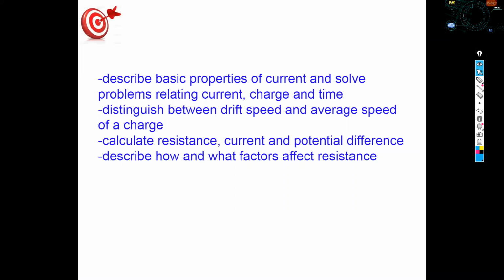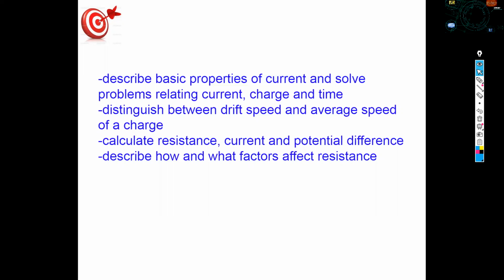Our learning targets for this section: I'm not going to go through every slide because some of it's review of the last lesson, just written out a little more in detail. You have a hard copy of these slides. It's just a different approach if you're still a little confused from the previous lesson. Describe basic properties of current, solve problems relating current, charge, and time. Distinguish between drift speed and the average speed of a charge.